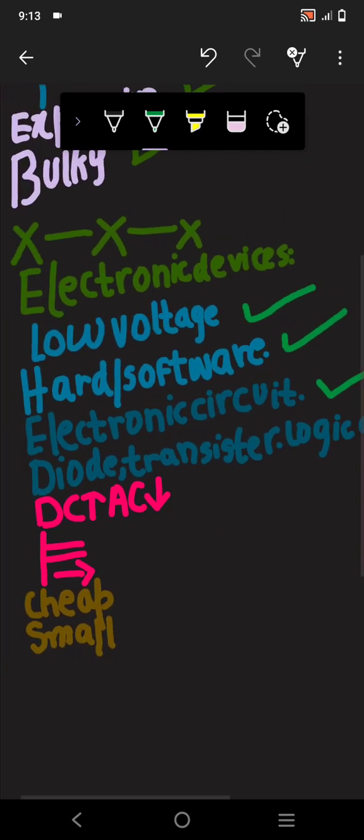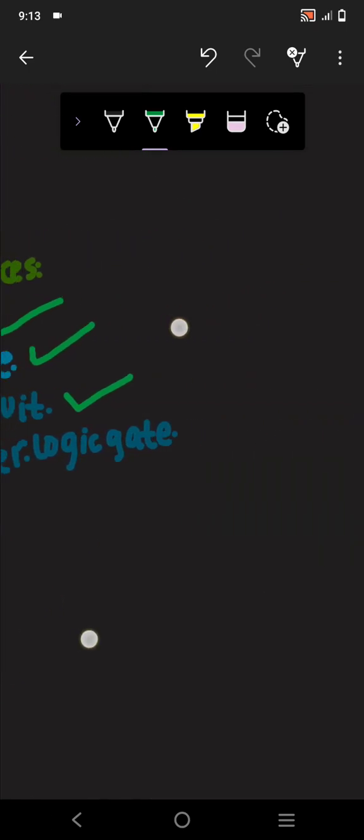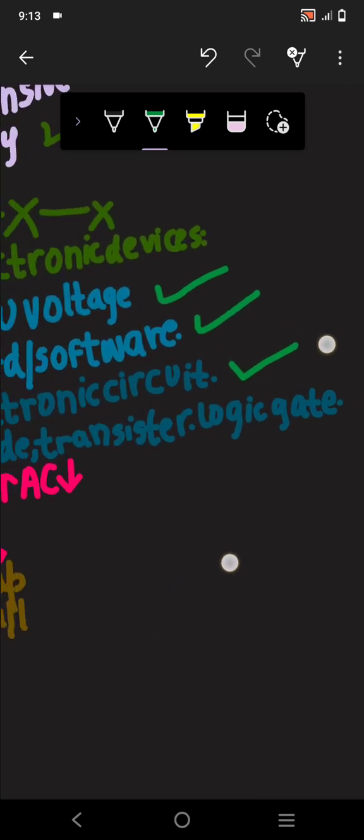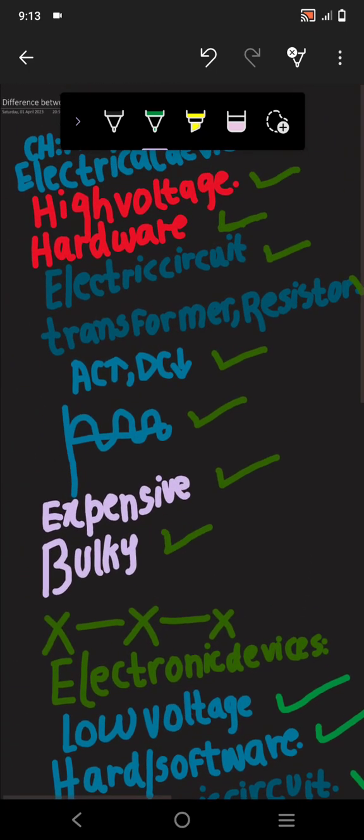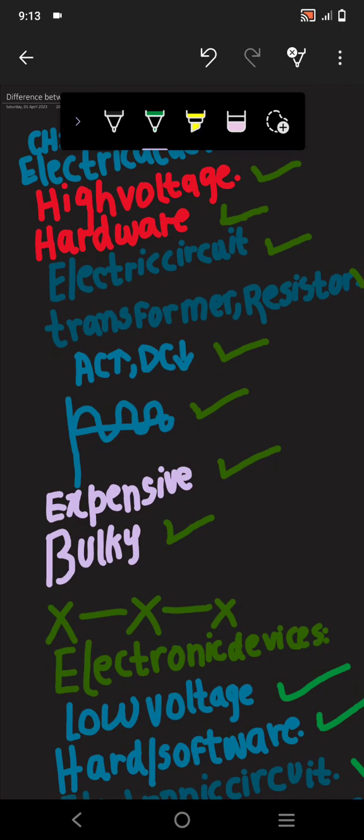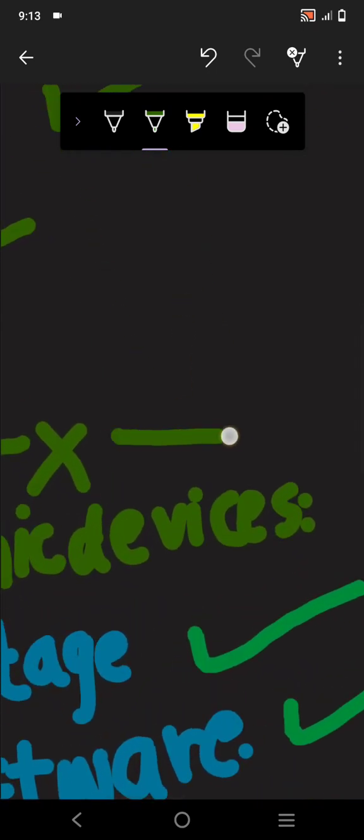Electronic circuits mean things like fans, and they use diodes, transistors and logic gates. They use more DC than AC. DC is in this form, and they are cheaper and smaller. So here is the comparison between both of them. I hope that is clear.